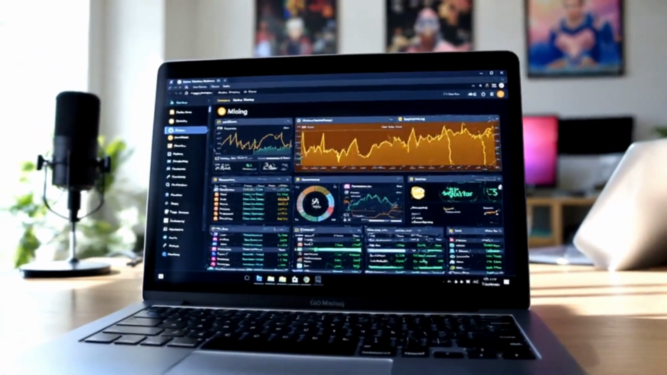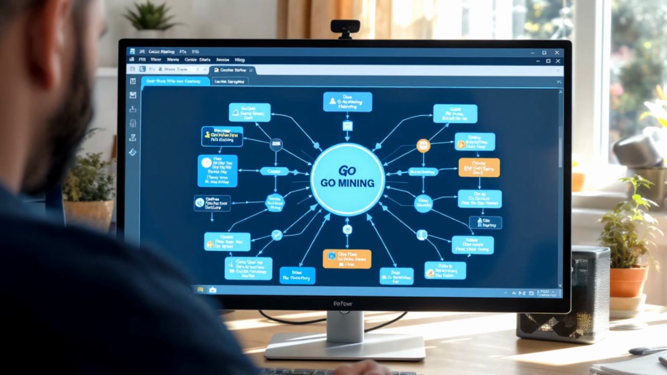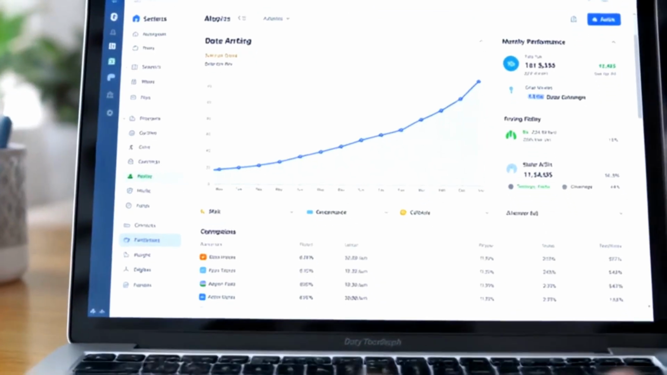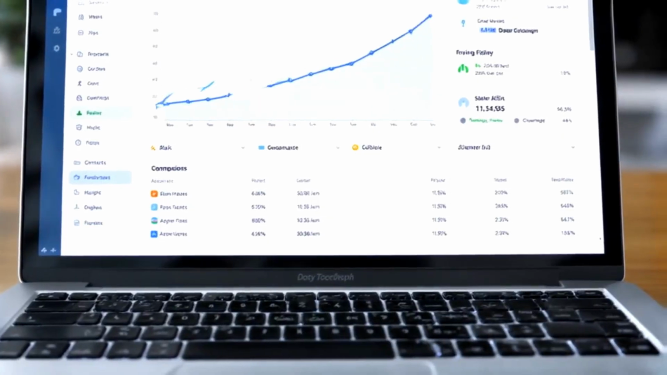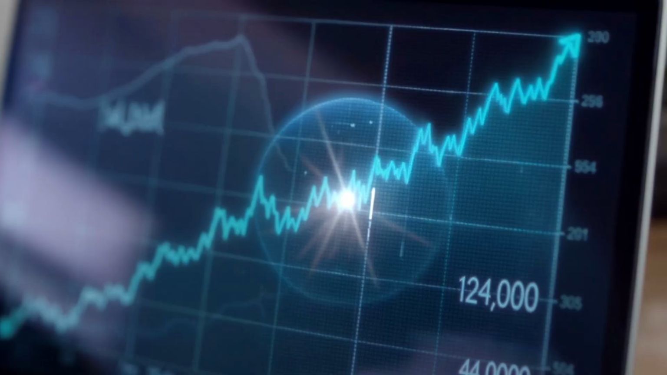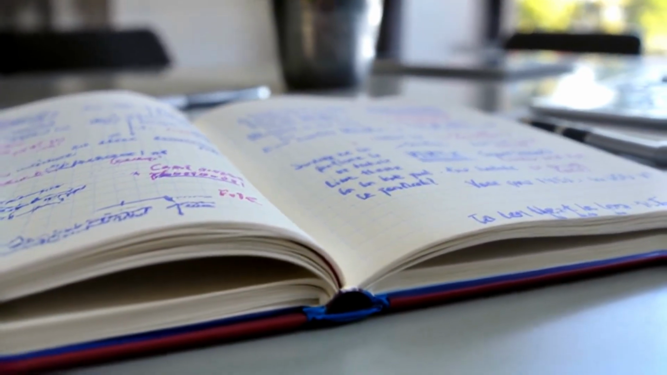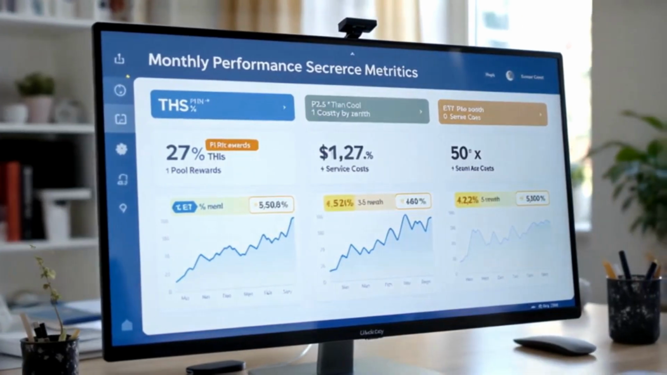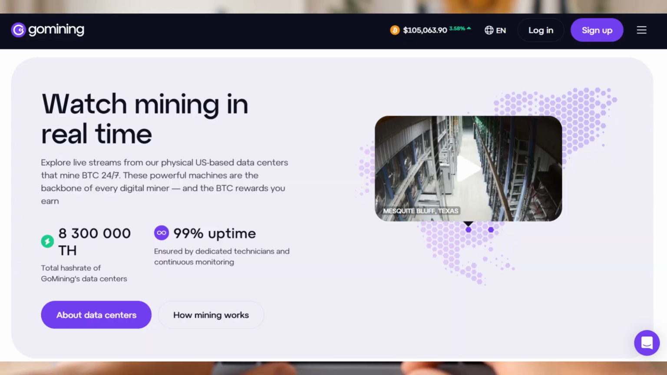What if you could mine Bitcoin, collect daily payouts, and tap into a whole ecosystem of rewards, all without touching a single piece of mining hardware? No storage, no repairs, no stress. With Gomining, you can do it through NFTs that are tied to real mining equipment. You can even watch that equipment live 24 hours a day, 7 days a week.